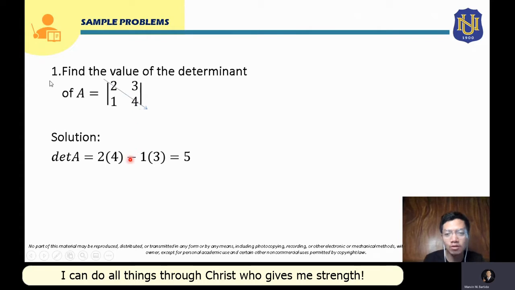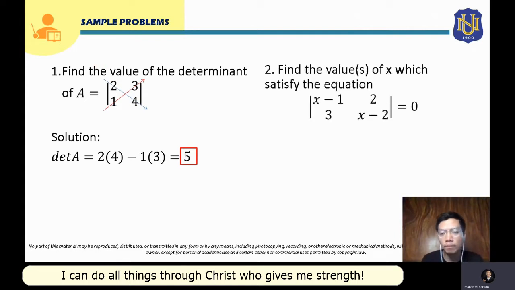Okay, and then minus, we now multiply the elements in the upward to the right direction. So that will be 1 times 3. So this will just be 2 times 4 minus 1 times 3. So this will be 8 minus 3, and that will be equal to 5. So this will now be the determinant of this matrix A. Okay, so that will be equal to 5.